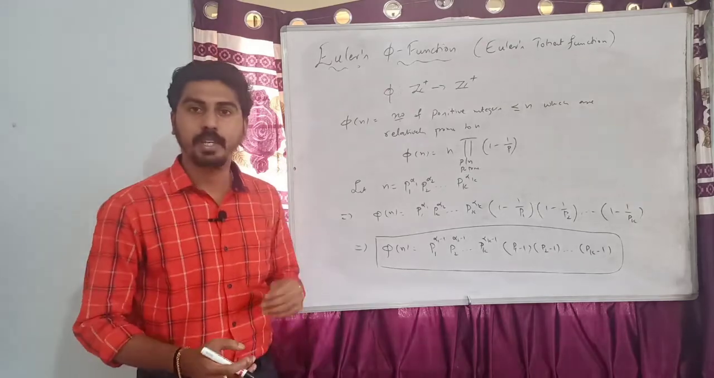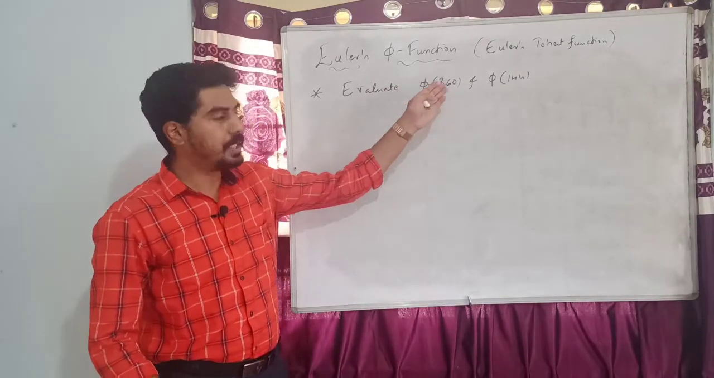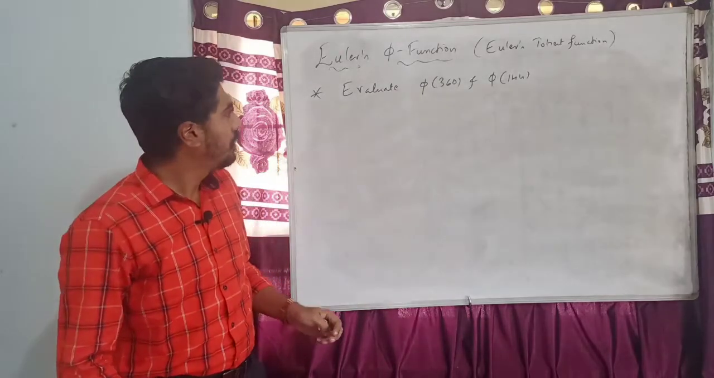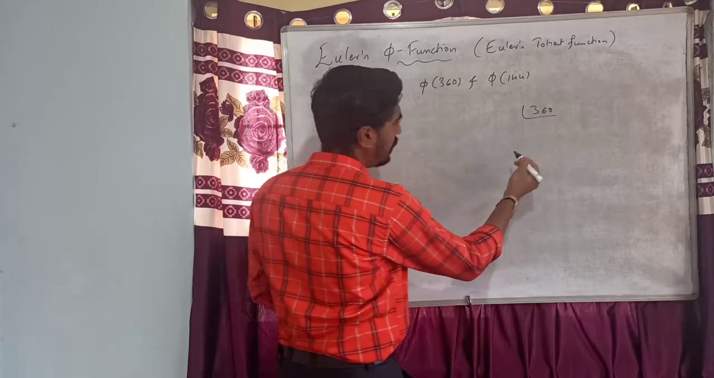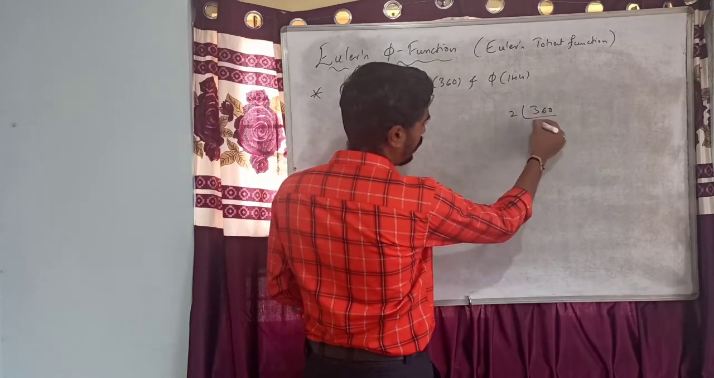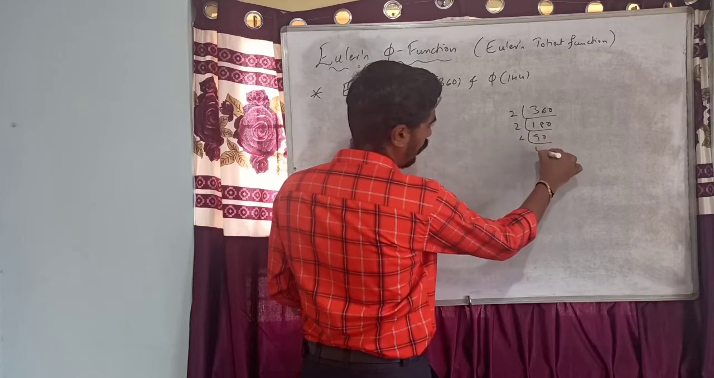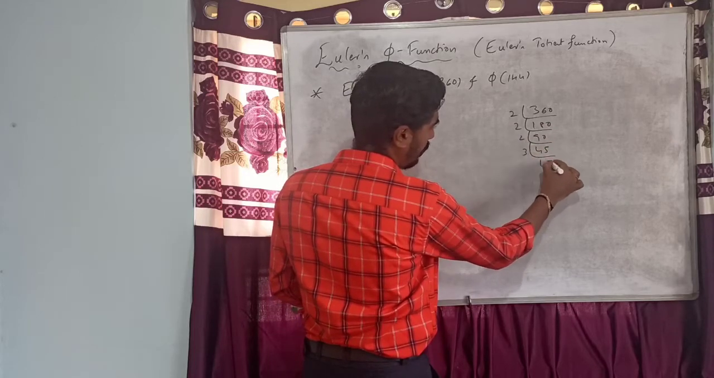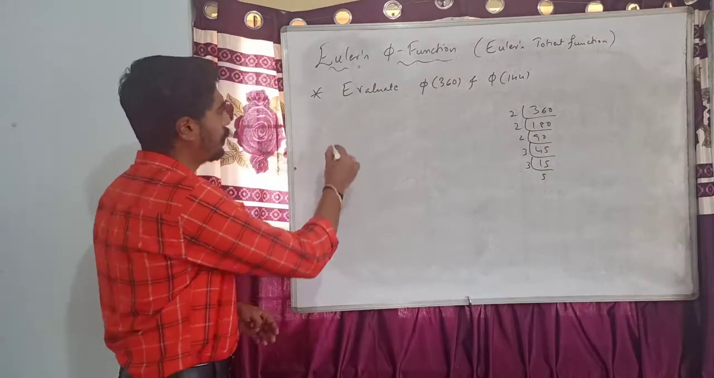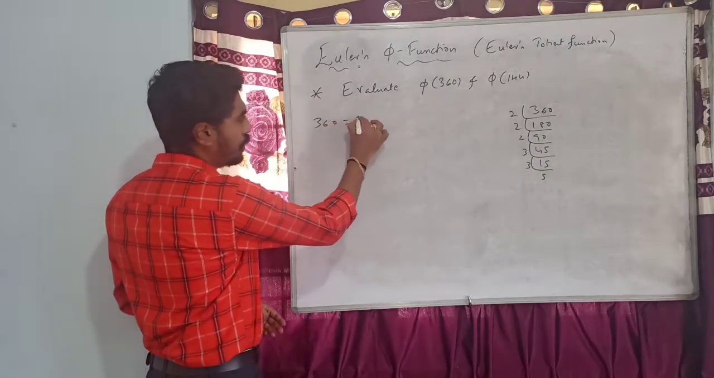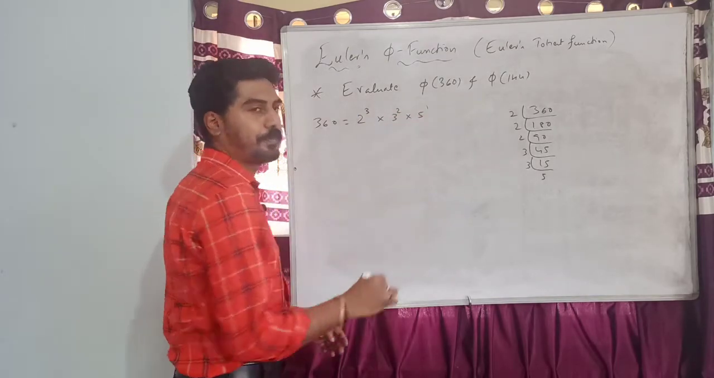Now let us see some examples. Now to find out phi of 360 and phi of 144, first I am going to express 360 as a product of prime numbers. I get 2 into 180, which is 360, 2 into 90 is 180, 2 into 45 is 90, 3 into 15 is 45, 3 into 5 is 15. So 360 is equal to 2 cube into 3 square into 5 power 1.